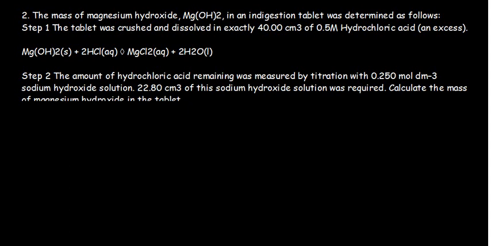For example, if you look at this question, the mass of magnesium hydroxide in an indigestion tablet was determined using this procedure. The tablet was crushed and dissolved in exactly so you dissolve it into an acid. Then after dissolving it and reacting it with an acid, you get the excess acid and react it in a second reaction with a base, which is the neutralization reaction.